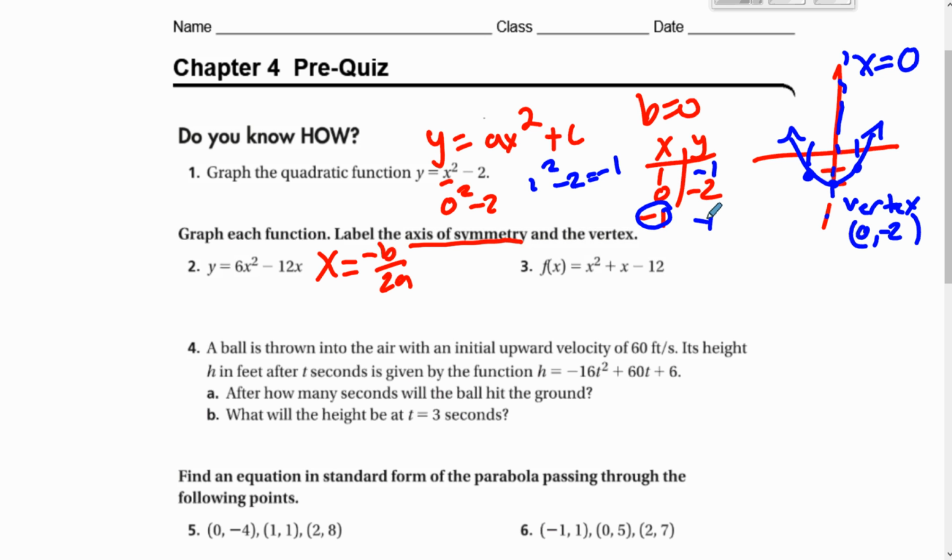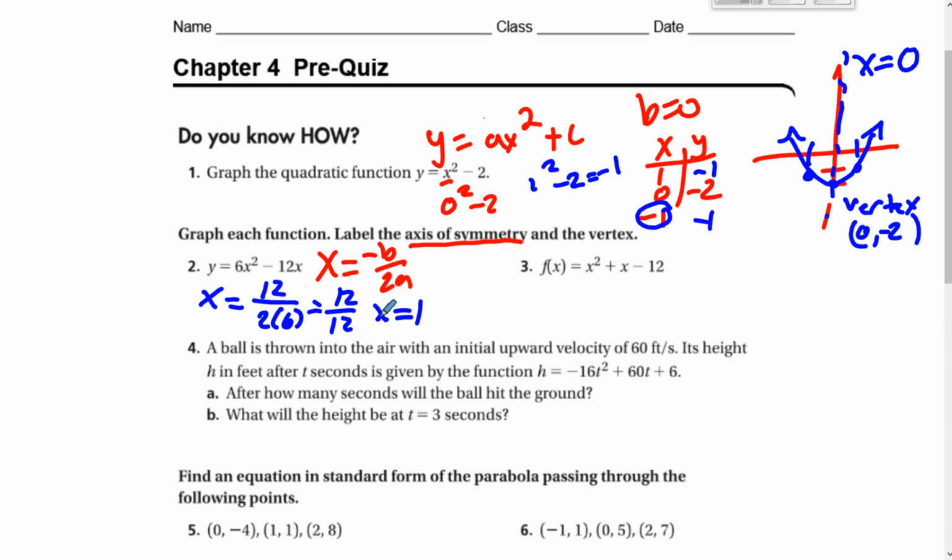Okay, so what's different about 2 and 3 is we have a b this time. Our b here on this one is -12, so I'm going to take the opposite of that, so that's +12 over 2 times our a. That's 12 again, so we get 12 over 12, which is equal to 1. So there's our axis of symmetry, x equals 1.